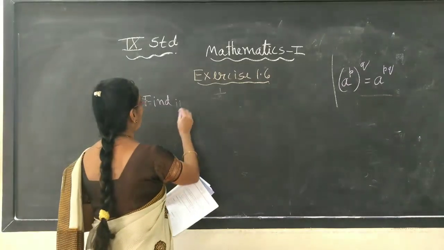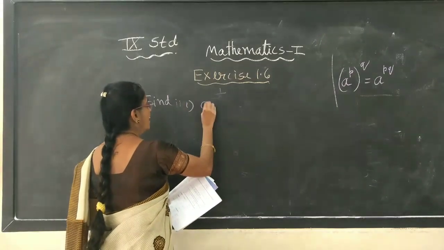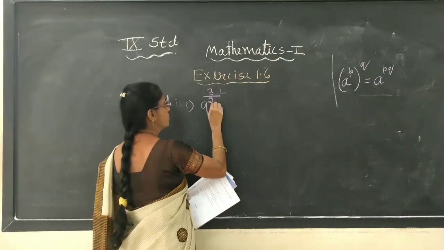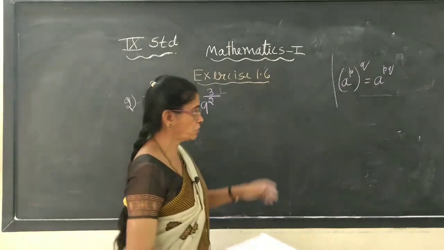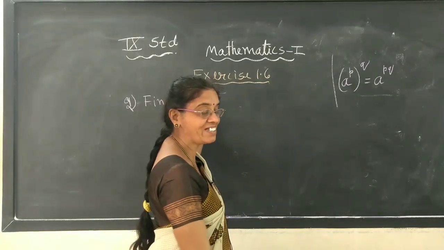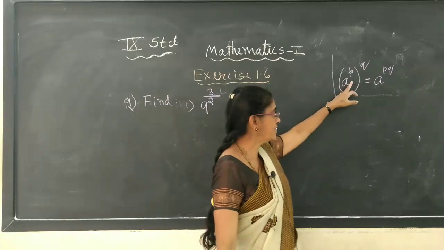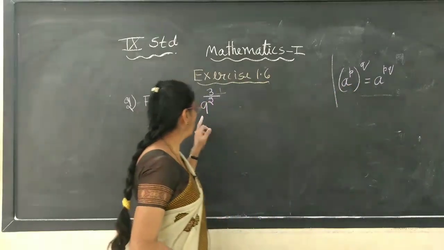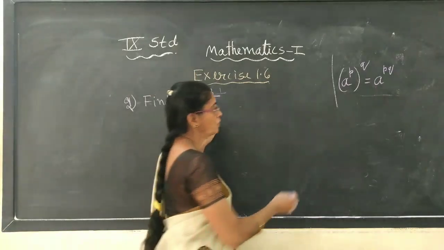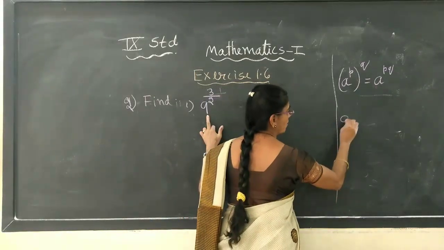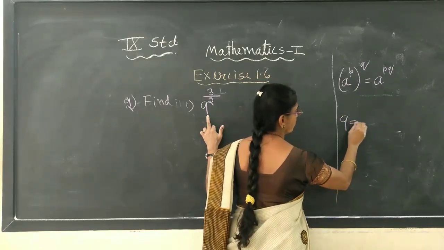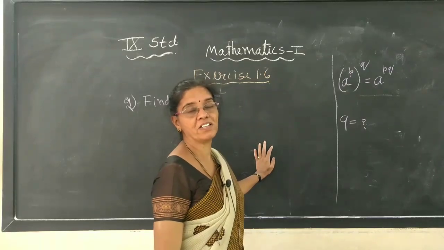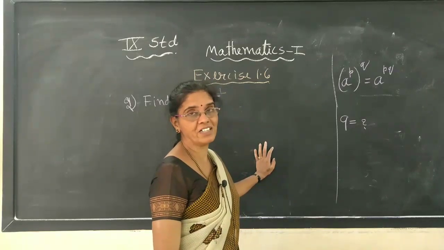First one: 9 to the power of 3 by 2. This problem also, if you write the given base number in exponential form and apply this rule directly, very easily you will get the answer. Now 9 is there. How to write 9 in exponential form? You know 9 is nothing but which square? 3 square.